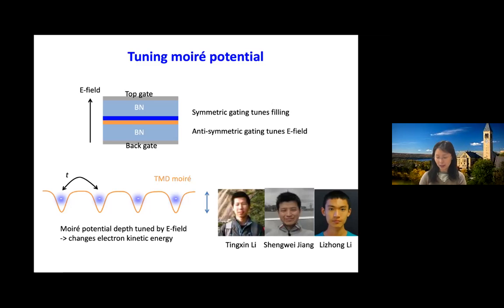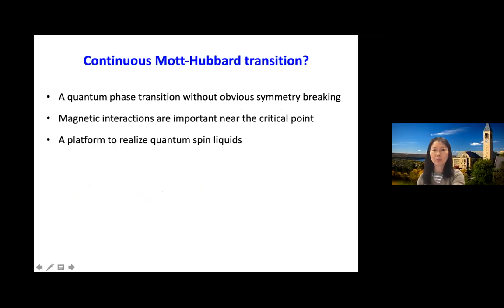Maybe I skipped the two, let me just quickly go through this. A very important motivation for us to do this is to see whether there is really a continuous Mott-Hubbard transition. We know magnetic interactions are very important near the critical point, and perhaps this is also a platform to realize quantum spin liquids.